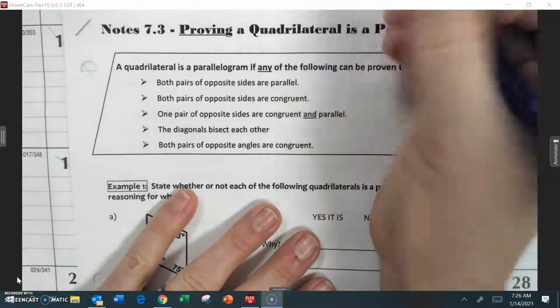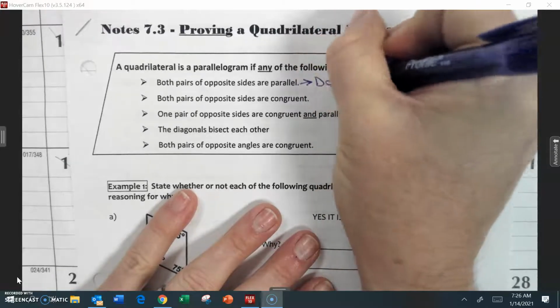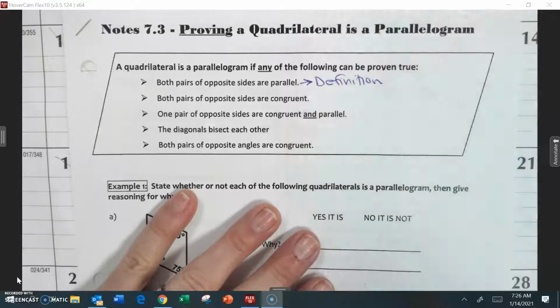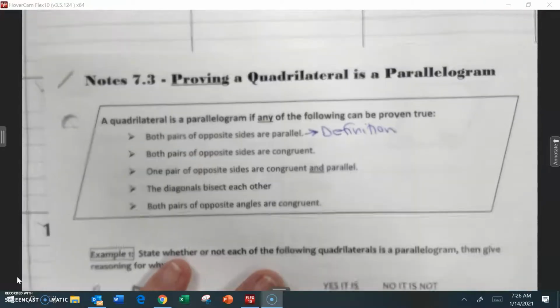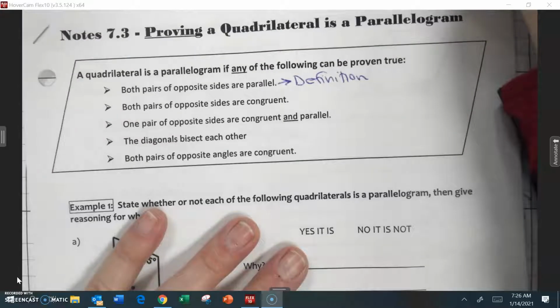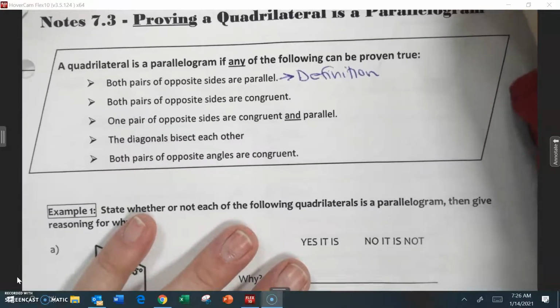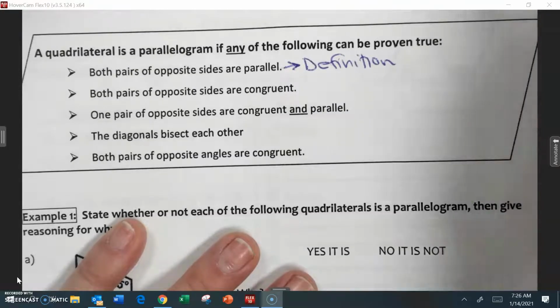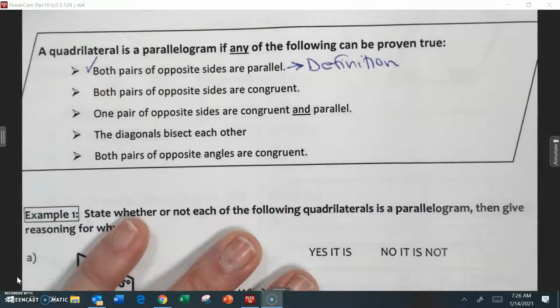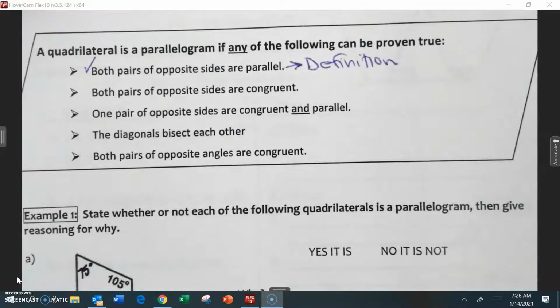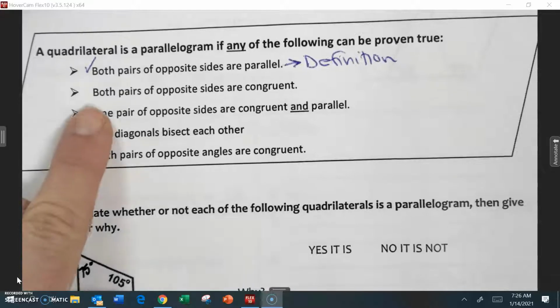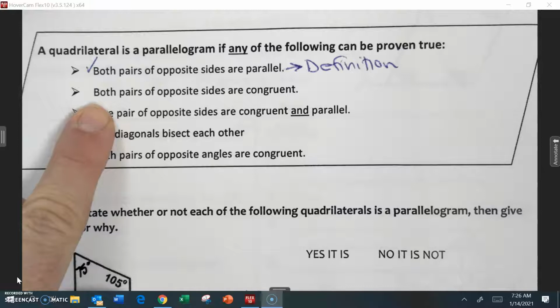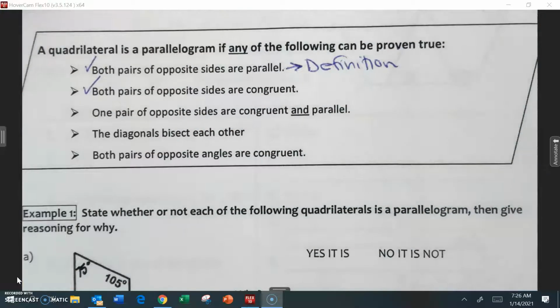So, both pairs of opposite sides parallel. You might want to write that down, that this is the definition, okay? This is the definition. I'm going to zoom in here. Of a parallelogram. Now, we had that one already, so I'm just going to put a little check mark there that was one of the properties that we've already talked about in 7.2, okay? Both pairs of opposite sides are congruent. I'm going to put a check mark there just because in my mind, we've already talked about that, okay? I'm going to jump over one.